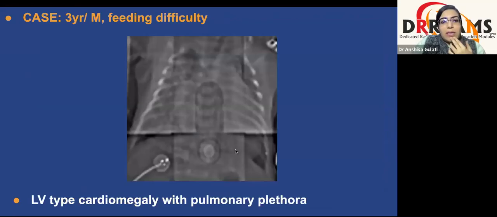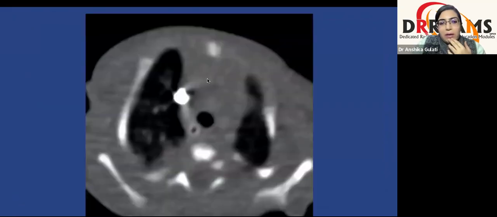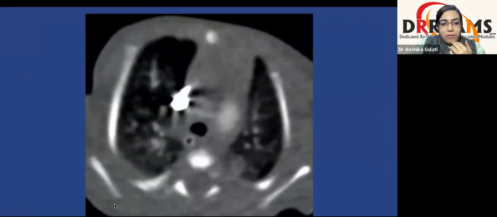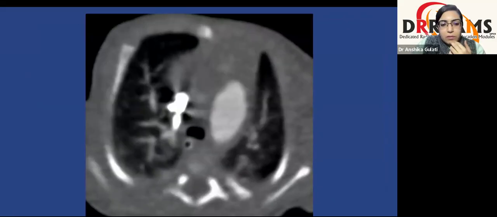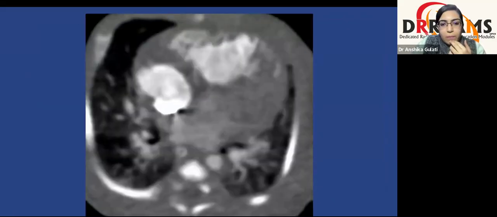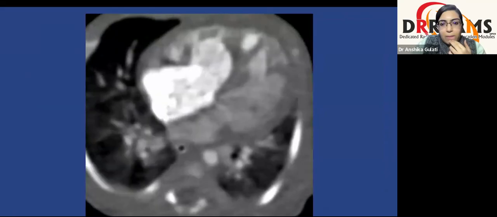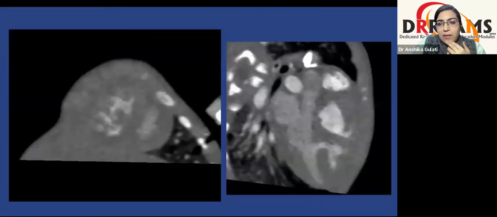This was a case of a 3 year old baby who came to us with feeding difficulties. The scanogram shows a huge LV type cardiomegaly with pulmonary plethora, and we did a cardiac CT for this patient, and what we found was a mid-muscular VSD. This is the defect in the interventricular septum, and the same was shown on an oblique section also.